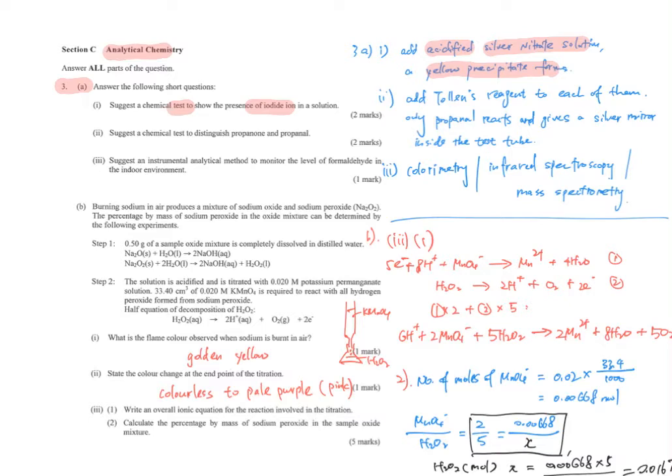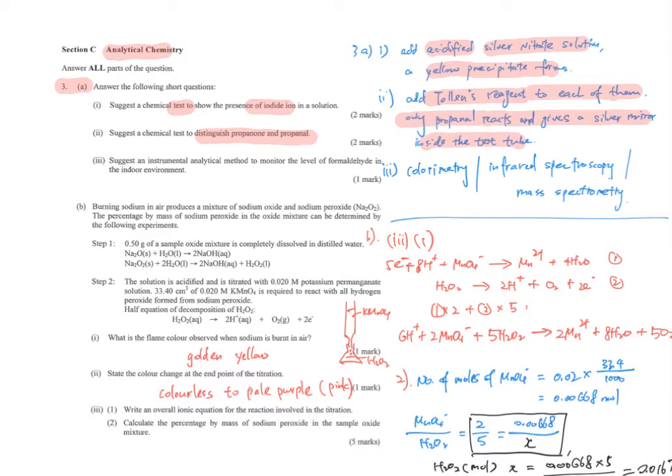Part 2, suggest a chemical test to distinguish propanal and propanone. When you see propanal, this is an aldehyde. It is better that you add Tollens' reagent, because this is a unique chemical test for the aldehyde. So add Tollens' reagent to each of the solutions, and then only propanal will give a silver mirror. So silver mirror is a key point, and 'only' is also a keyword, inside the test tube. Then you already get 2 marks.